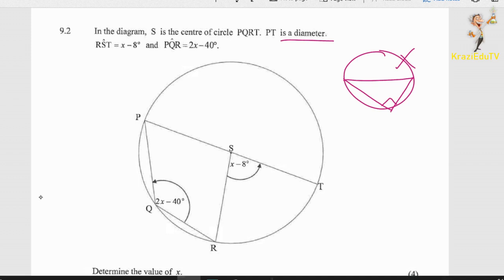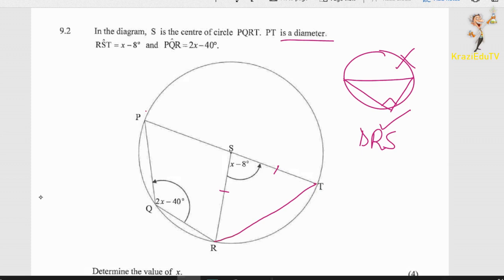What I can then do, let's do this: what if we join this? You are allowed to construct. Then I have a cyclic quadrilateral. And wait, check this. Do you see R there? Yes. R is a radius, because we are told that PT is a diameter. Aha, makes sense.